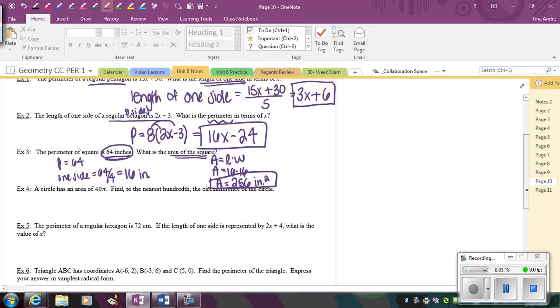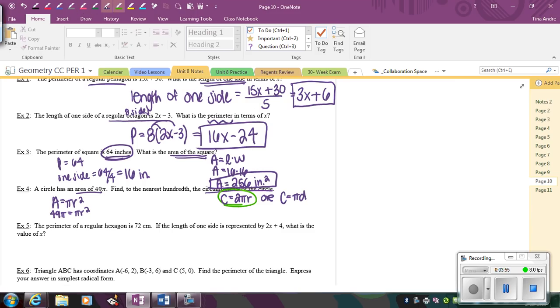The next example here is talking about a circle. Now they're giving you the area of a circle. They want you to find the circumference. So a couple formulas you need to have. Area is pi r squared for a circle. Circumference is 2 pi r, or pi times diameter. Now, if I know the area is 49 pi, I'm going to plug that in for A. If I can solve for the radius, then I can use this formula here to find circumference.